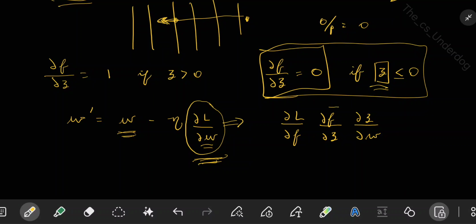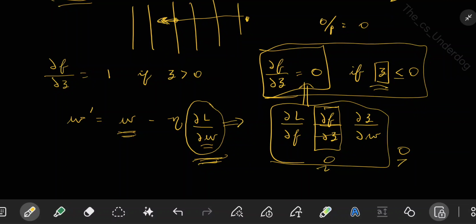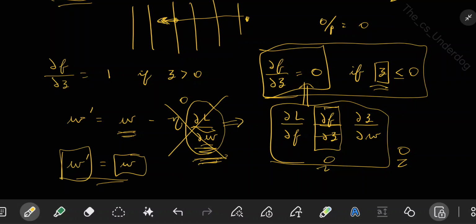But here, this term del F by del Z, this will be 0. You understood this, right? Because this whole term will become 0. That means the derivative of loss with respect to this particular weight will become 0. That means this term will become 0, and then your W dash will be equal to W. Whatever your existing weight is will be your new weight after updation. That is, there is no updation done to the weight at all.